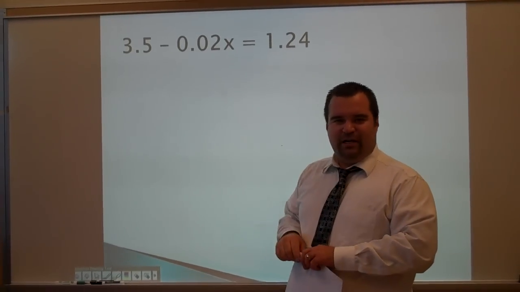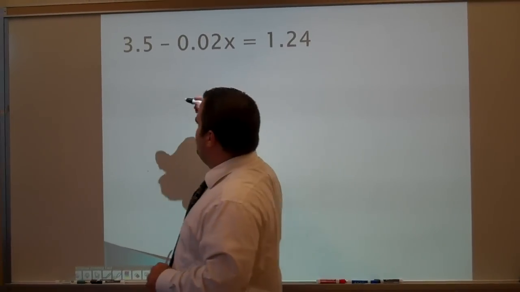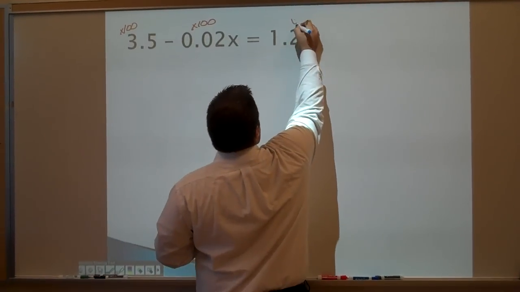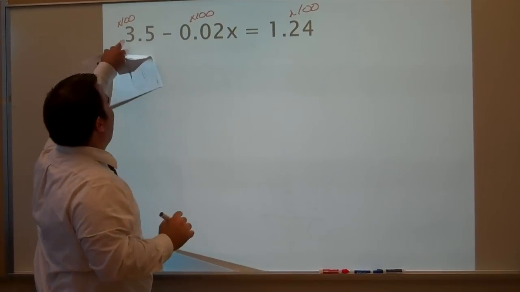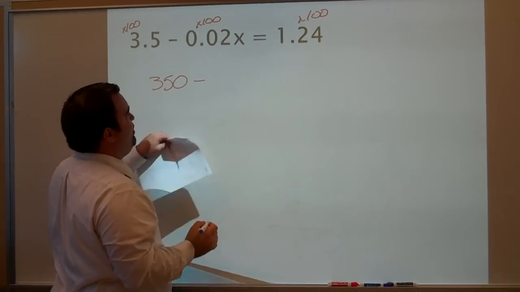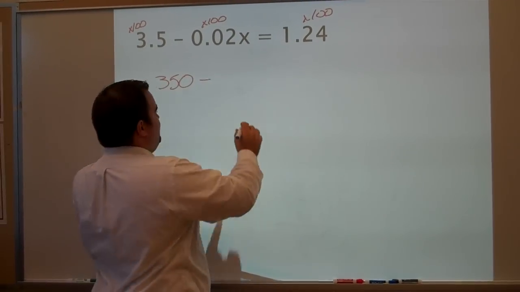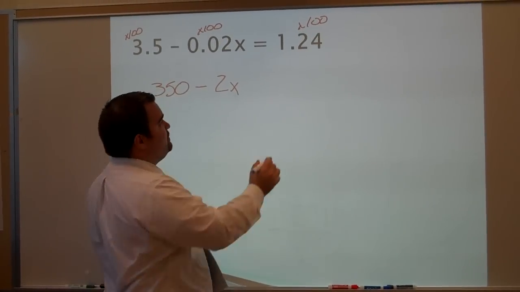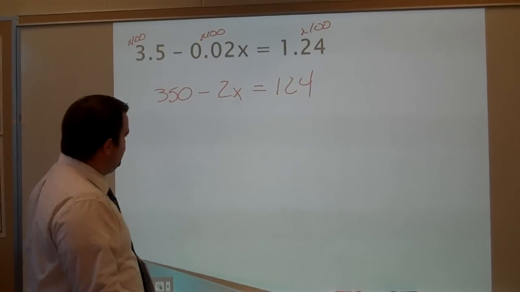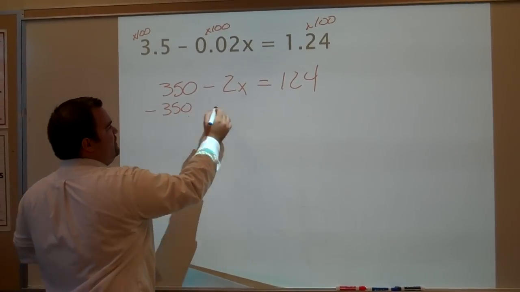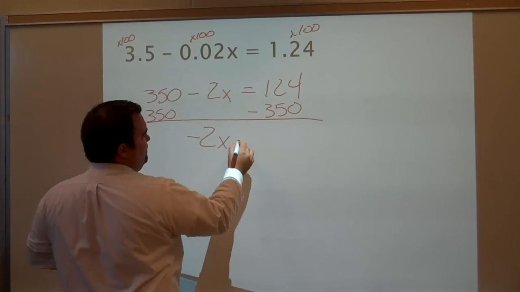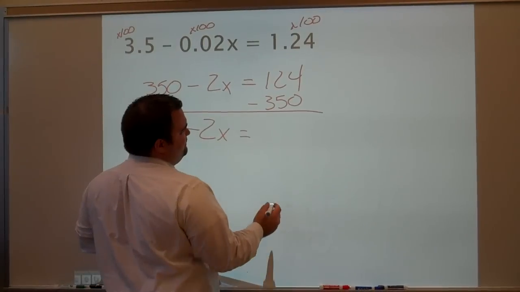If I wanted to get rid of those, can I just multiply everything by 100? If I multiply this by 100, I have to multiply this by 100, and I have to multiply this by 100. 3.5 times 100 is 350 minus 0.02x times 100, 2x. 1.24 times 100, 124. Minus 350, minus 350, I get negative 2x equals 124 minus 350.